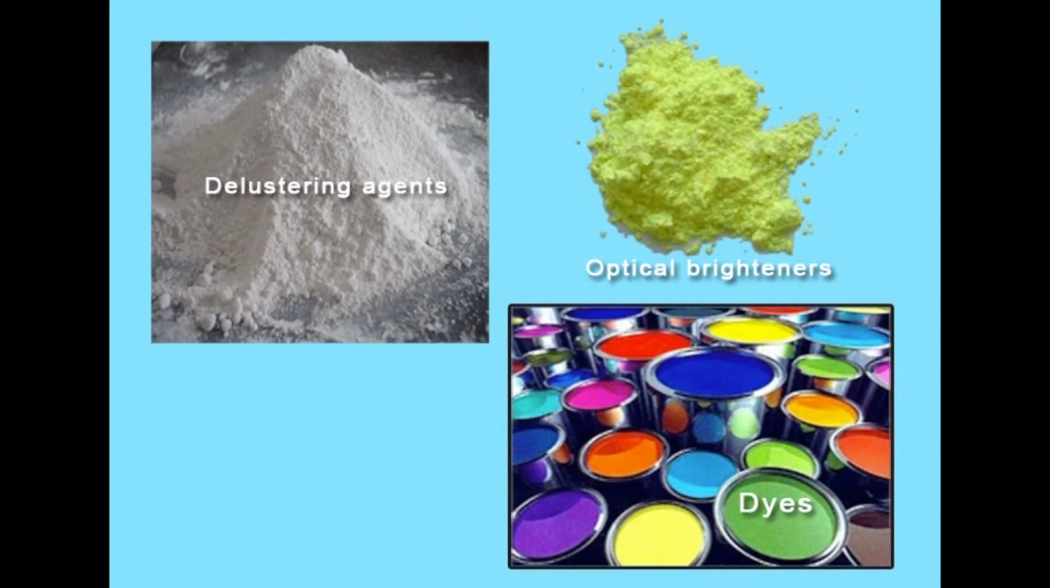Additives used in polymer solutions. Different types of additives are used in polymer solution in order to provide different characteristics to the polymer. Sometimes they use delustering agents, or optical brighteners, or dyes, and sometimes anti-static agents are added to the polymer solution. They will bring in certain characteristics, so that the versatility of this fiber increases.